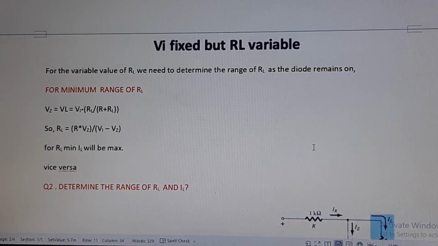Let's move. We know that VZ is equal to VL is equal to VI into RL by R plus RL. From the previous formula we find this, and if we solve this, then we can find RL is equal to R into VZ by VI minus VZ.